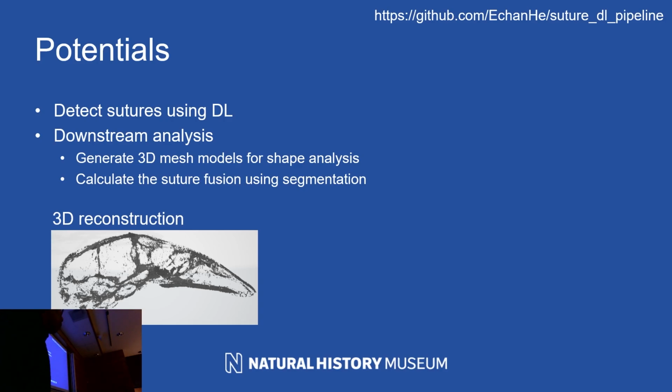For example, maybe we can use AI or deep learning to detect sutures, and if we manage to get accurate sutures, we can first generate a 3D mesh reconstruction of the segmented sutures, and then use this for downstream analysis, such as placing landmarks on it, or running some deformation model to study the shape variation between sutures. And I think it's really easy to calculate suture fusion if we have this segmentation. The area of the segmentation can just be derived as the fusion of the suture.